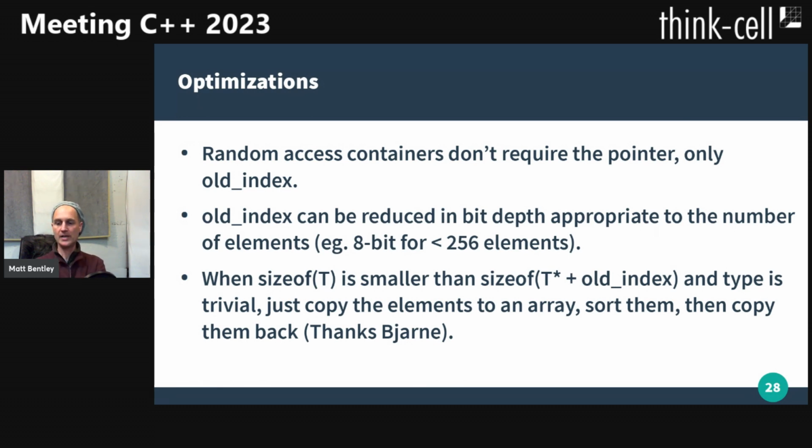If you've got a std::list of ints or a std::list of doubles, it makes a lot more sense to just copy the elements out to an array, sort them, and copy them back in than it does to do what I've just done. But if you've got non-trivially copyable types, or any type that's larger than a couple of pointers, then my way of doing it saves a heck of a lot of memory and will be faster.